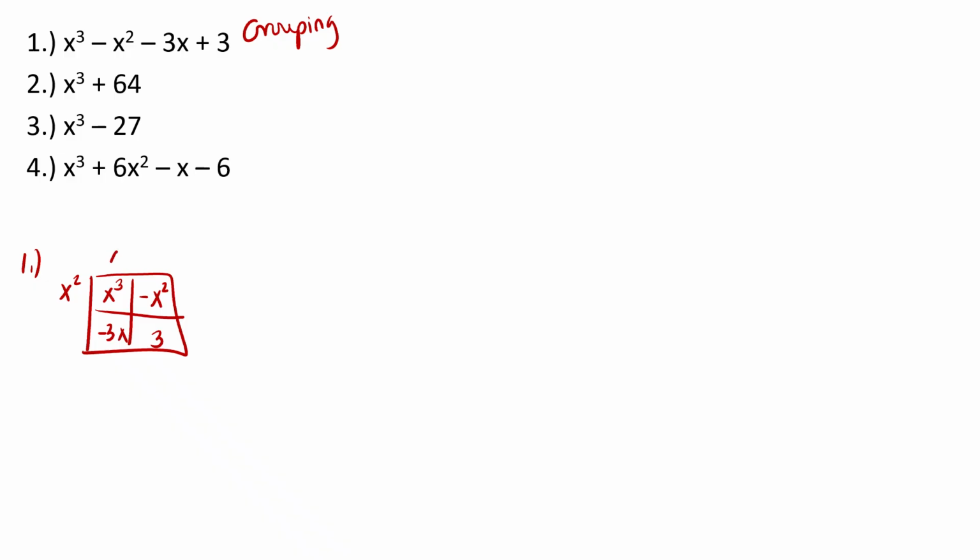So x squared times x would give me x to the third. x squared times -1 gives me negative x squared. And x times -3 gives me negative 3x. -3 times -1 would give me positive 3. And so this one would be my base times my height. And this is not factorable. It's not the difference of squares because 3 is not a square. And so that is the end of the problem right there.